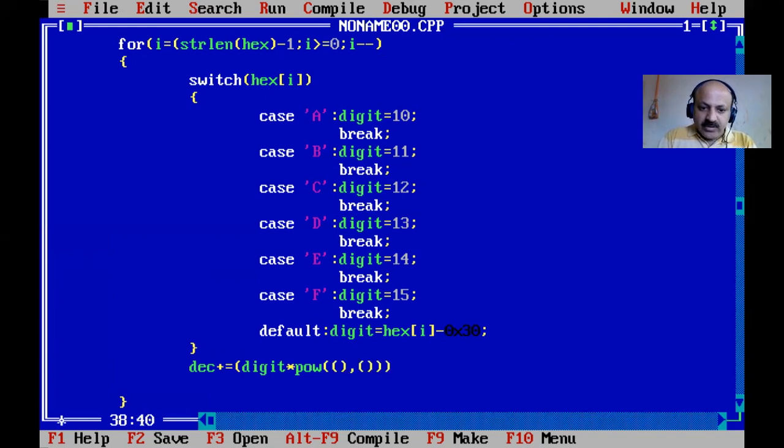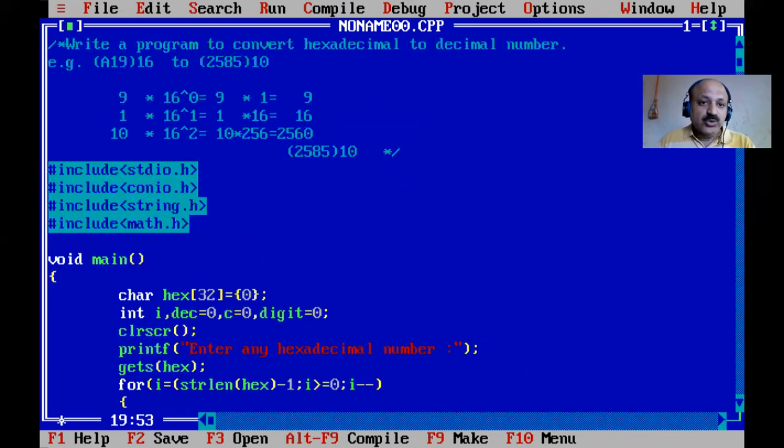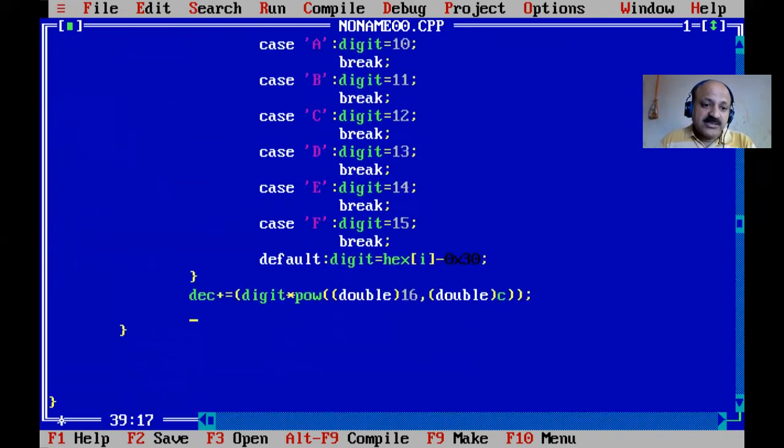Let us check what this is. We type cast to the double data type. So double, and here the first argument is 16, and again I use a double type cast and pass a C variable, that is our counter. That is a bank. First we initialize C to 0. That is our process. You can look here: first is 0, then 1, 2. So we count, C plus plus.